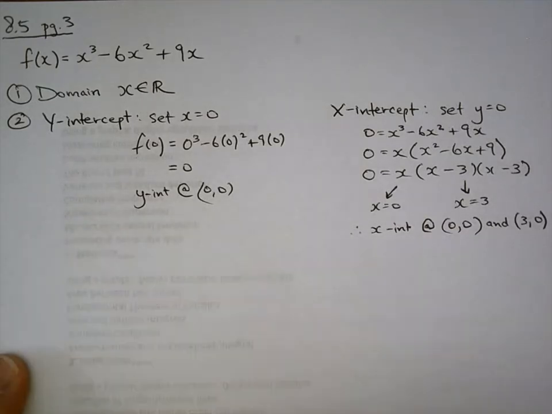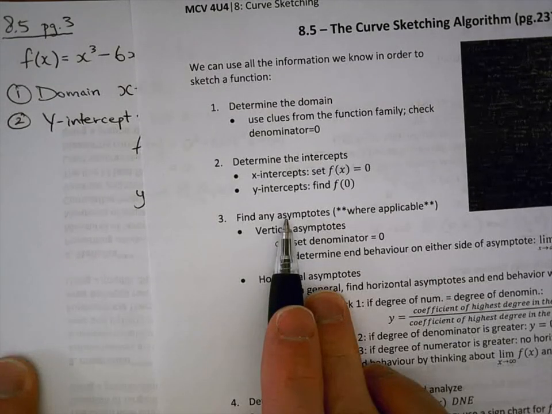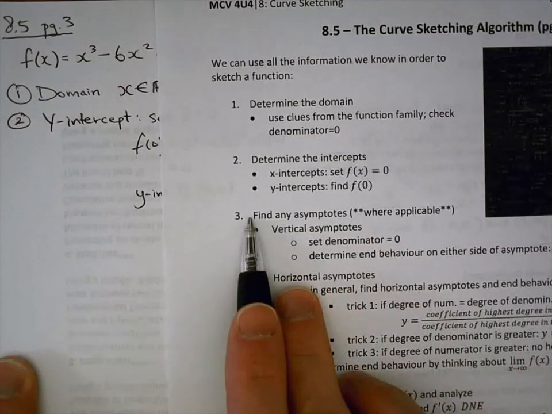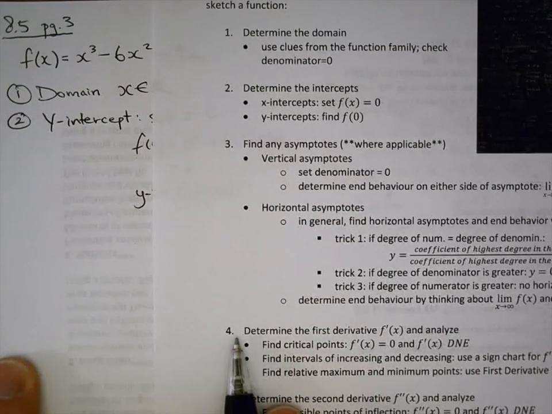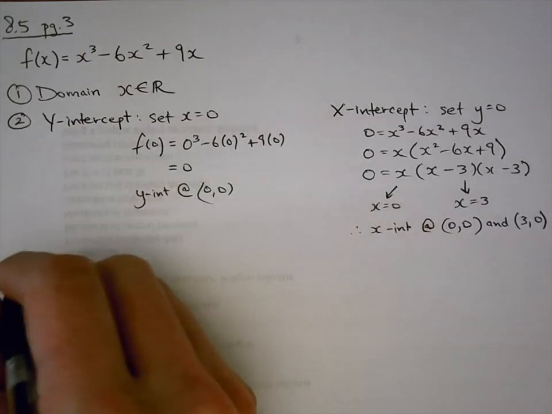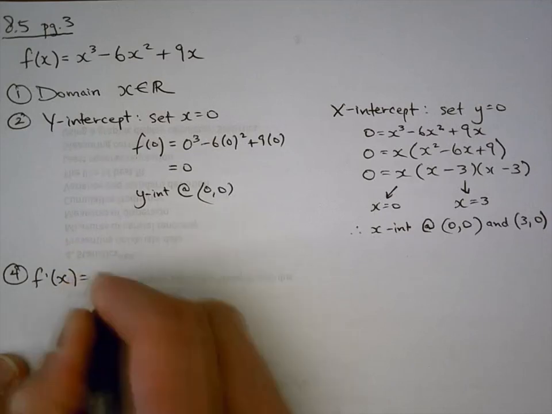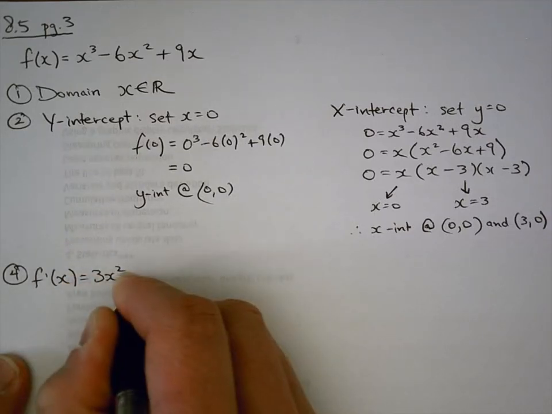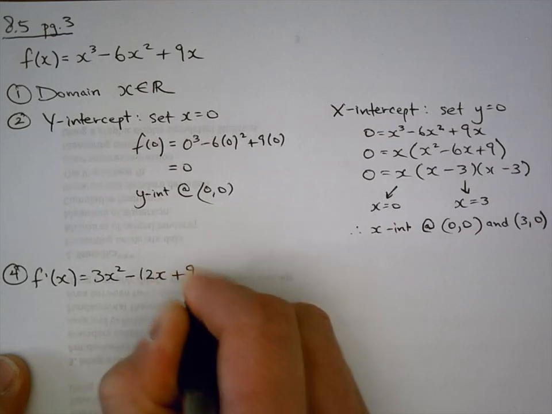Okay, now the next step would be to find some asymptotes, but there are no asymptotes because it's a polynomial. So I'm going to skip number 3, thankfully, and I'm going to go down to number 4. Number 4 is where I have to find the first derivative. So let's start by finding the derivative. So f prime of x is equal to 3x squared minus 12x plus 9.